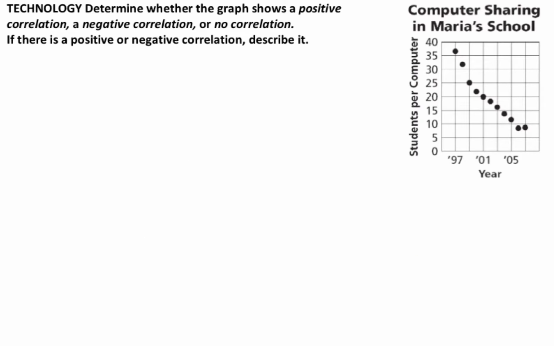Okay, let's take a look at some examples here. So on this, we're going to determine whether this shows a positive correlation, a negative correlation, or no correlation, and then describe it. So on this one, you can see that computer sharing in Maria's school, that's probably the first thing you should read on a graph, is its title. Look at the x-axis, it's years, and then students per computer, and it does appear to be going down. So this is a negative correlation.